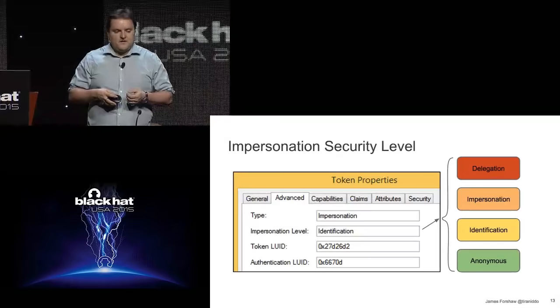is there a mismatch between the token you're trying to impersonate and the primary token of your process? And if there is this mismatch, it's going to return you privilege not held. It's going to tell you you're not allowed to access that, at which point it will downgrade to an identification token, but that's roughly equivalent to not allowing you impersonation.